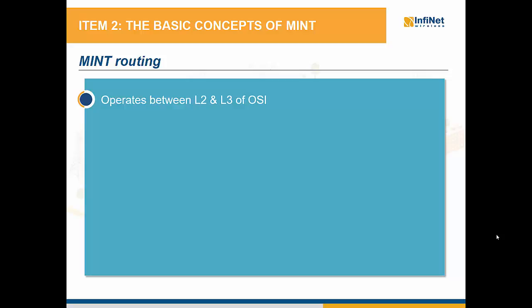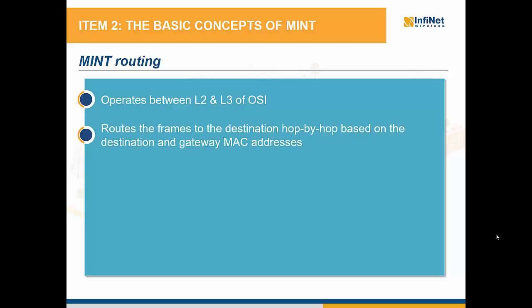Let's now discuss a few aspects which summarize the ideas that we have shown before. We can conclude that Mint operates between layer 2 and layer 3 of the OSI reference model. Mint routes the frames to the destination hop by hop, and it knows the topology of the network like a classical layer 3 routing protocol, with the particularity that the routing is performed based on the destination MAC and the gateway MAC addresses and not based on the destination and gateway IP address. Mint routing is an alternative to classical layer 3 routing protocols, being especially useful as the quality of the radio link is changing all the time, and that needs to be taken into account.